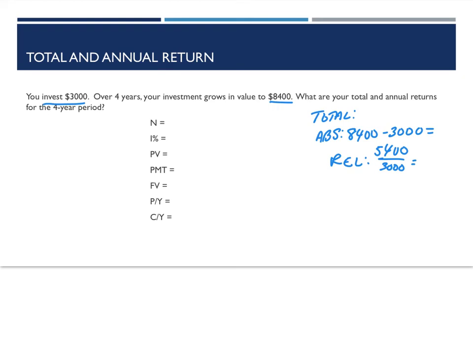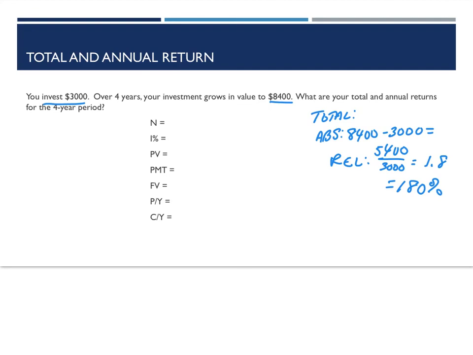That's my reference value, and change it to a percent. Now you want to be careful here because this turns out to be 1.8. Then to change that to a percent, I need to move the decimal point 2 places. Just because it turned out to be a whole number doesn't mean that it's already in percent notation. My total return would be 180%.